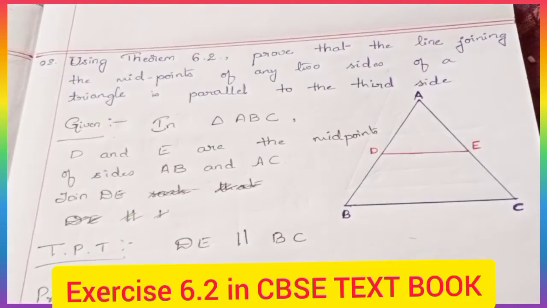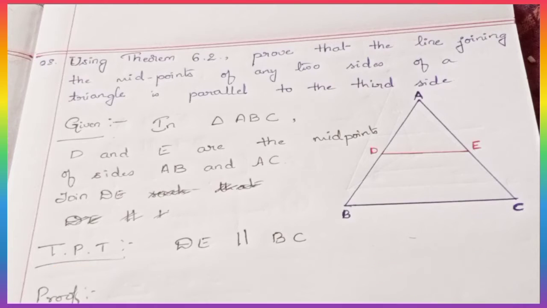Obviously we already know the meaning of midpoint. It is the point which divides the whole length of the line into two equal halves. So AD is equal to DB. Similarly, on the side AC, E is the midpoint, so AE is equal to EC. What we need to prove is that the line DE is parallel to the third side. The two sides are AB and AC, so the third side is BC. So DE is parallel to BC.